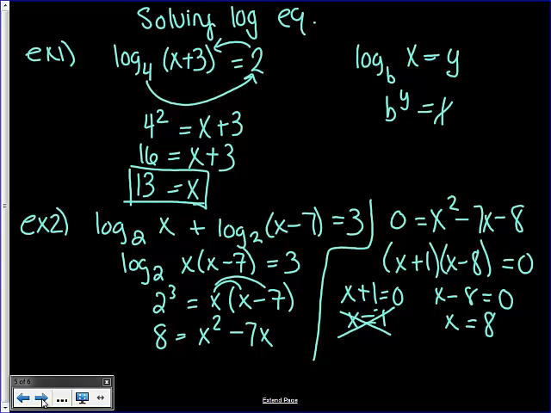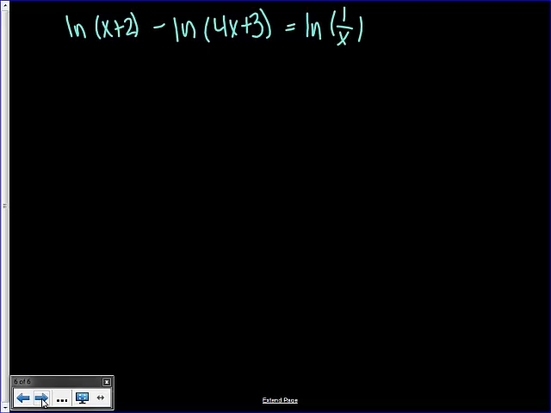Moving on, one more example. This will be a short video today. Okay. ln of x plus 2 minus ln of 4x plus 3 equals ln of 1 over x. First thing I got, minus and minus, right? ln of x plus 2 over 4x plus 3. Again, subtraction becomes division. I have ln of 1 over x.